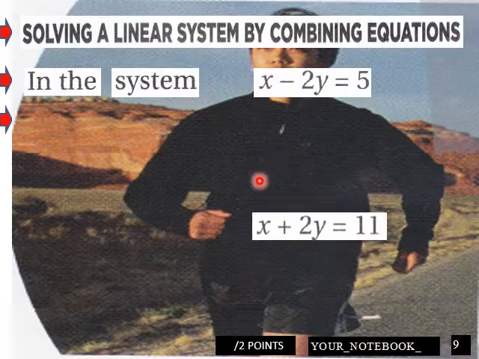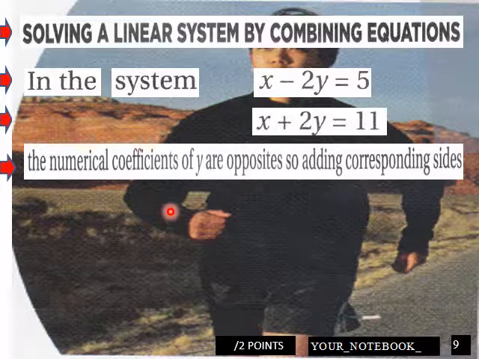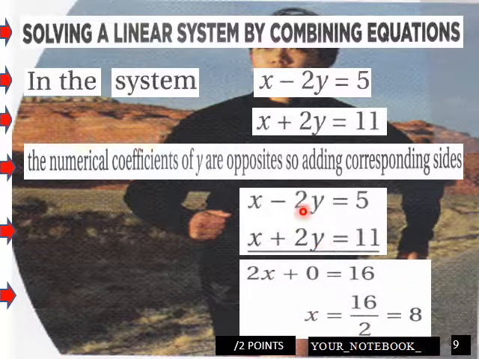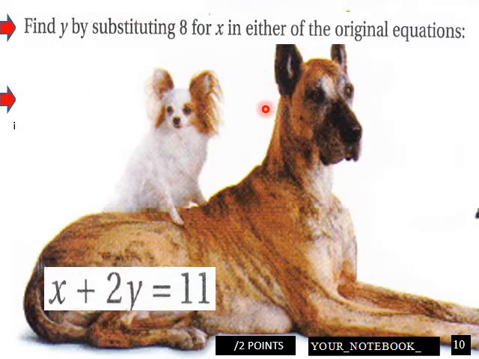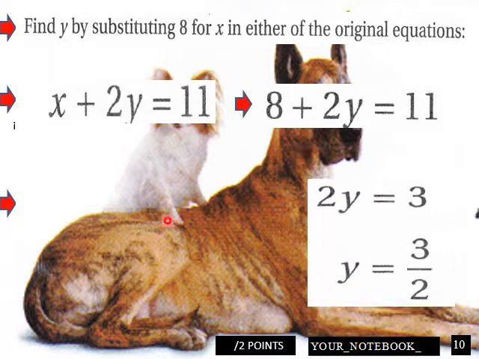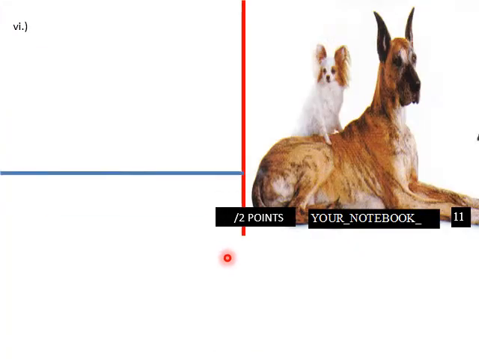Solving a linear system by combining equations. In the system here, the numerical coefficients of y are opposite, so adding corresponding sides will eliminate the y. So we get 2x equals 16. Solve for x and we get 8. Find y by substituting 8 for x in either of the originals. So we can plug in 8 there. 8 plus 2y equals 11. 2y equals 3. y equals 3 over 2. So that's how to solve a system as well.